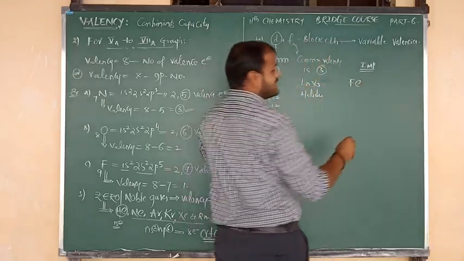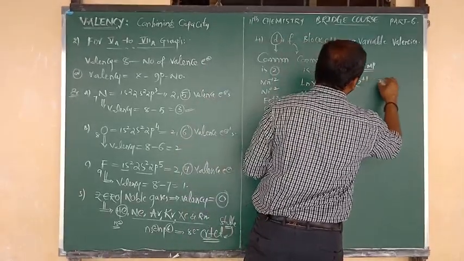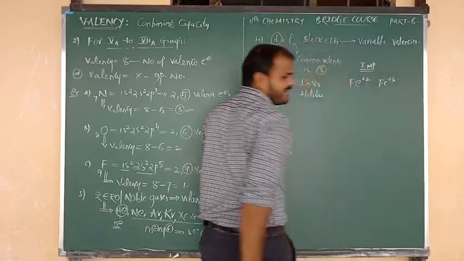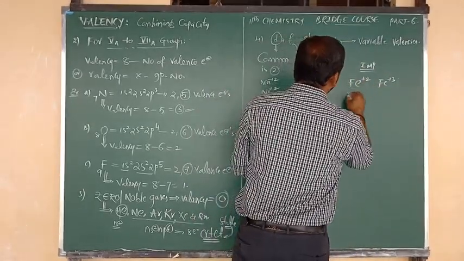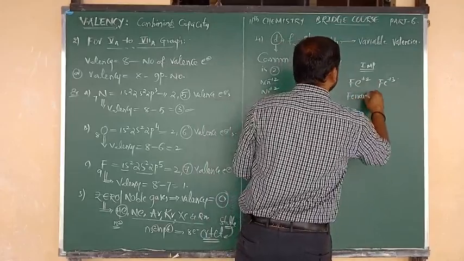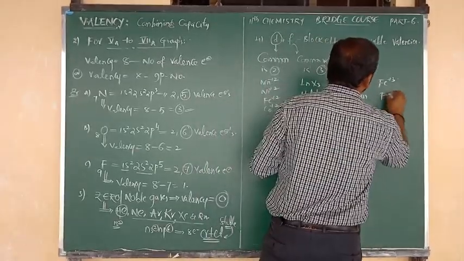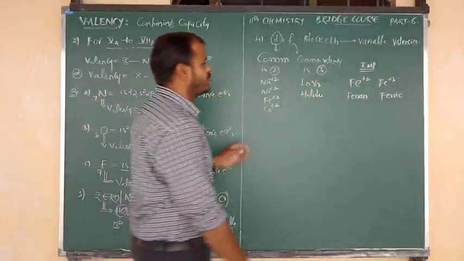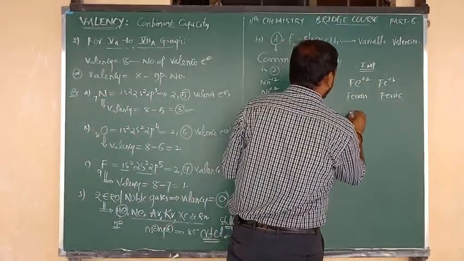Iron contains 2 valencies. One is +2 valency, one more is +3 valency. Iron in +2, we have to say ferrous, and iron in +3, we have to say ferric. And another valency I am going to show you is about copper.